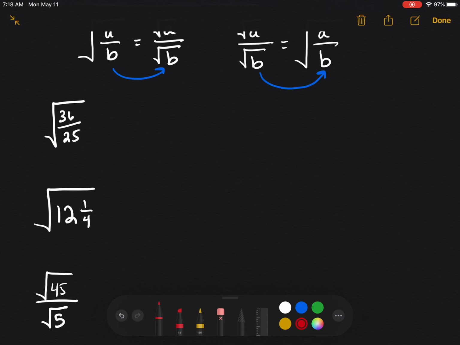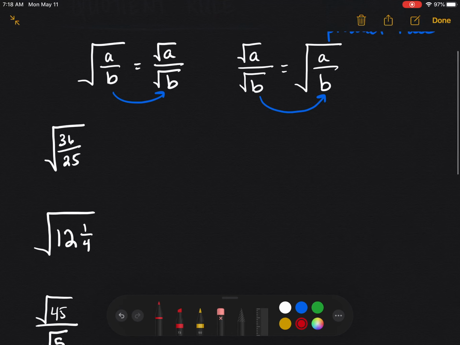This first one, the square root of 36 over 25. We're going to break that up into the square root of 36, which you know is a perfect square, over the square root of 25. Very simply, that gives you 6 over 5, and you can leave it like that. All we've done is take the square roots of those. You're looking for how you can simplify things the most.